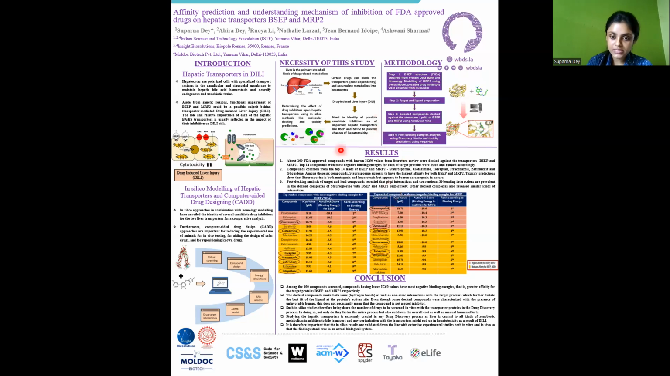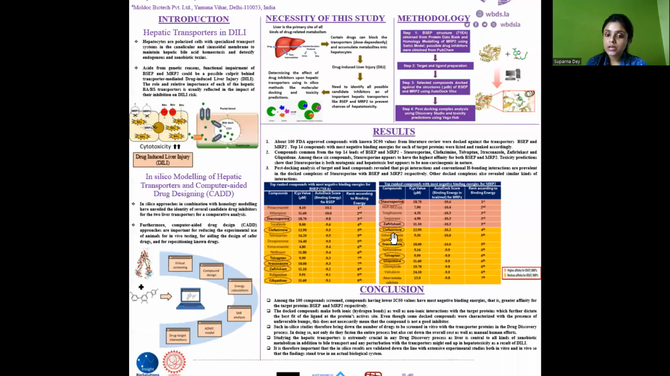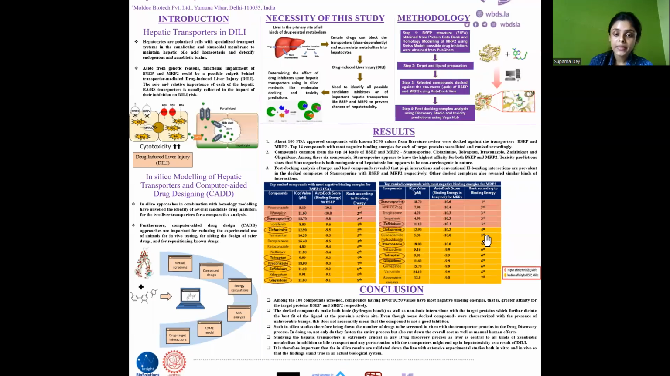Now, moving on to the results section. The top 14 compounds with the most negative binding energies were listed and ranked accordingly. From our results, we can see that around 6 compounds are common to both BSEP and MRP2, and these were staurosporine, zafirlukast, clofazimine, itraconazole, tolvaptan, and glibenclamide. Strikingly, staurosporine appears to have the most negative binding energy for both the BSEP and MRP2 proteins.